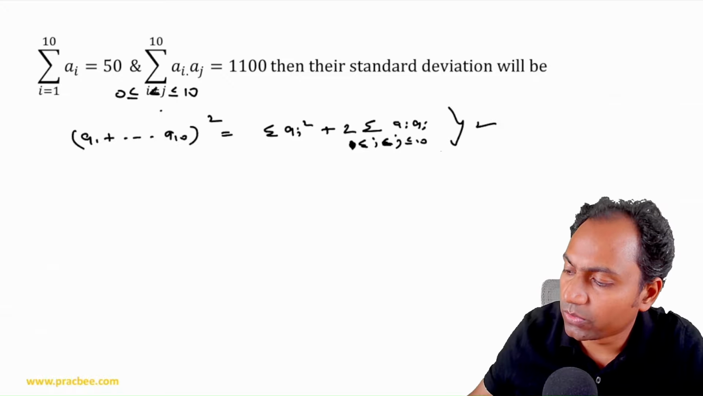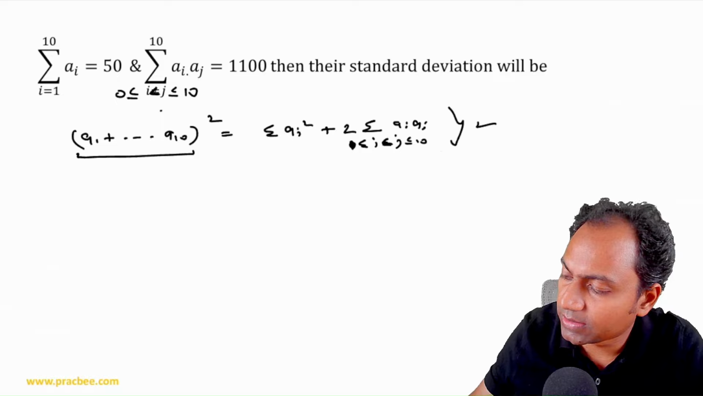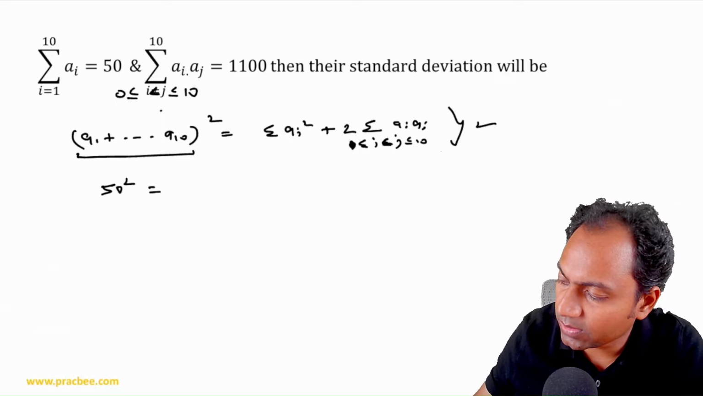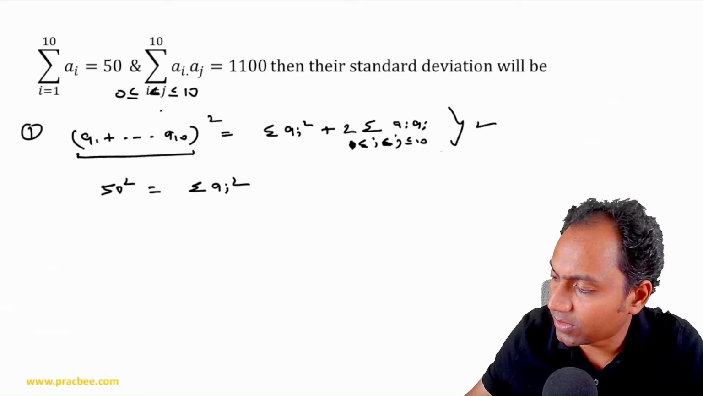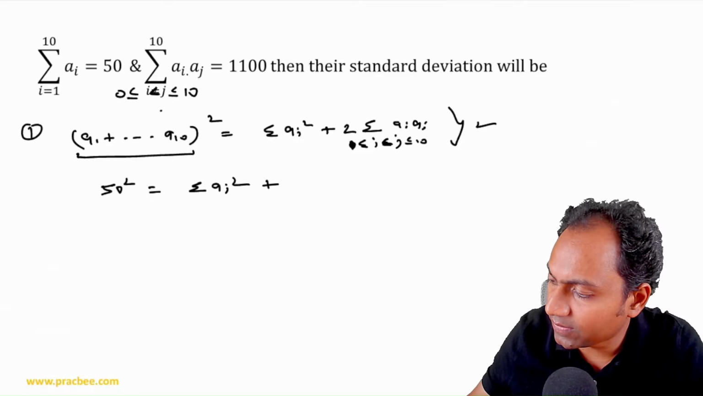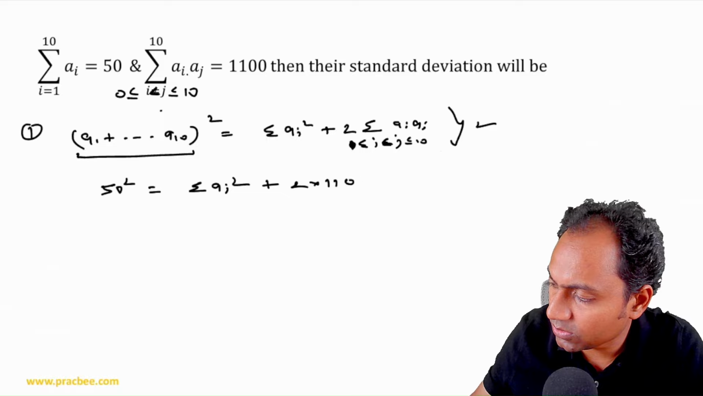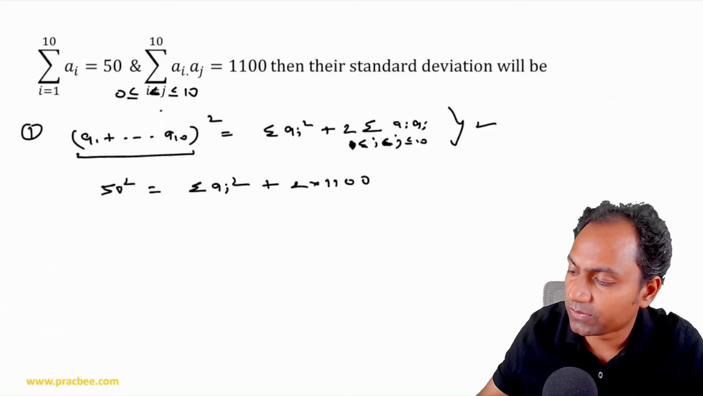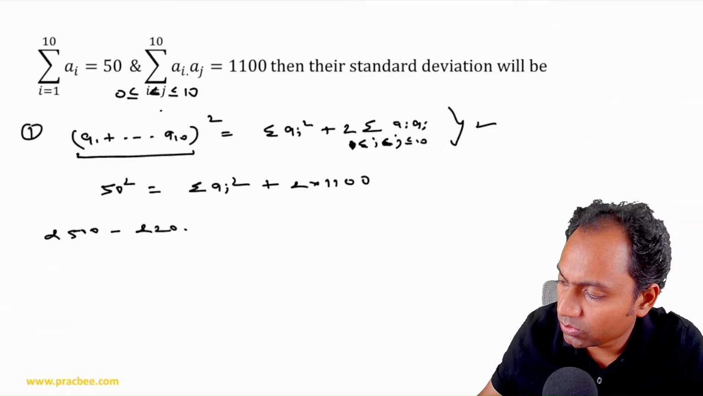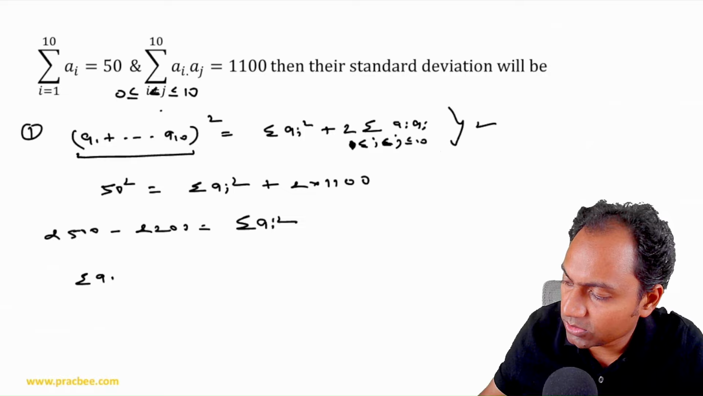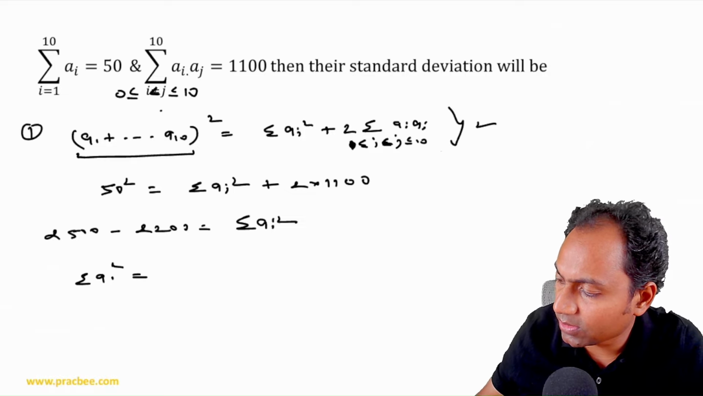Now if you take these values on this side, this is already given as 50 square. This is summation of ai square. This is the first part. From here, we already have been given the value of this part. So this is 2 into 1100. So it is 2500 minus 2200 is nothing but summation of ai square. So summation of ai square from here comes out to be nothing but 300.